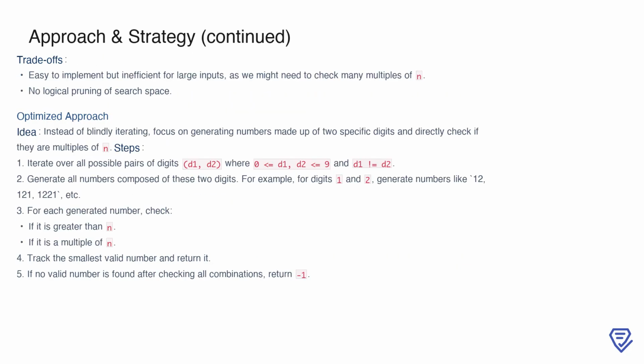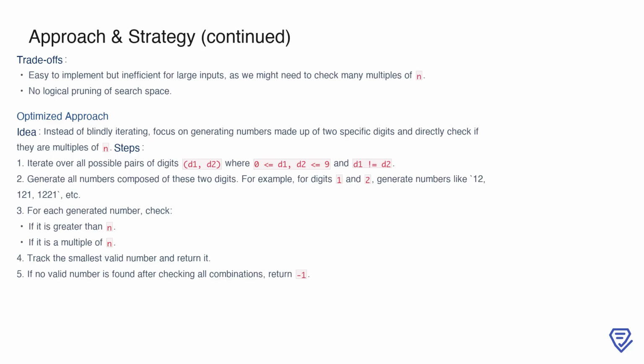While the brute force approach is simple, it has significant trade-offs. Specifically, it doesn't optimize the search space, leading to inefficiencies when n is large. To address this, we can consider an optimized approach that leverages the 2-digit constraint directly. Instead of iterating through all multiples of n, we focus on generating numbers composed of 2 specific digits and check if these numbers satisfy the problem's conditions.